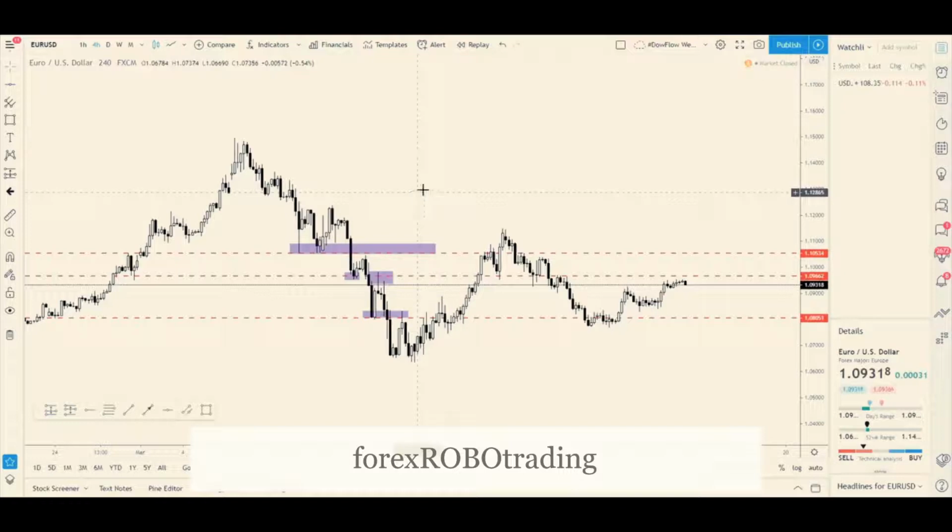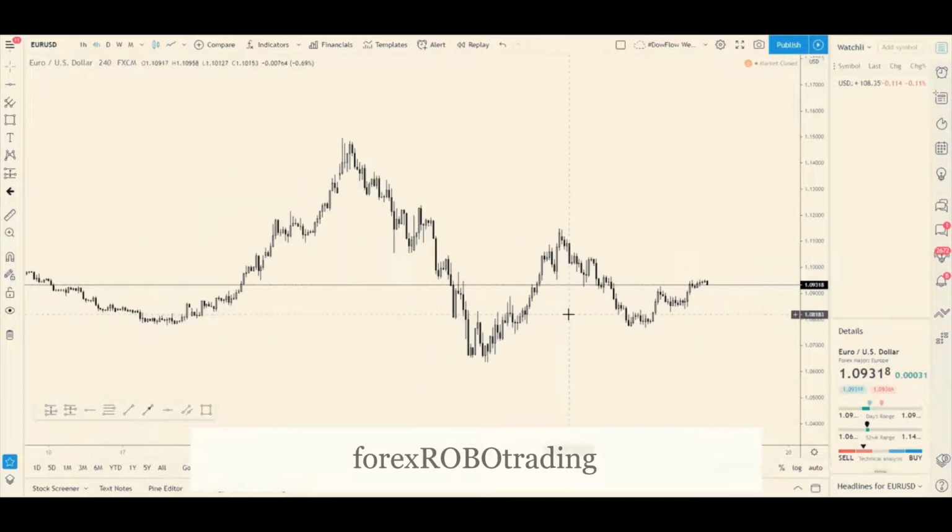Another question that I often get would be the time frame. You can see over here that we are looking at the H4 time frame.